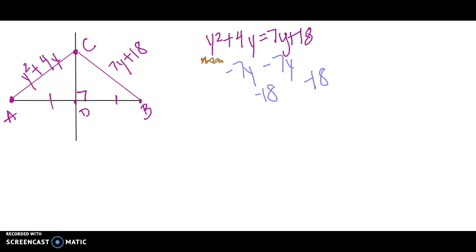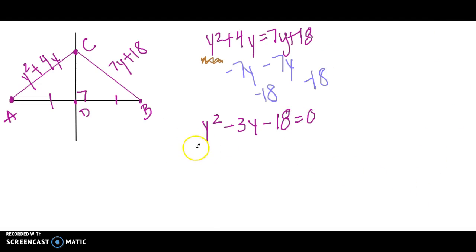So when we do that subtraction, we're still going to have our y squared. Positive 4 minus 7 is negative 3y. And then since there was no just plain old number, we call that the constant term, to subtract the 18 from, it's just minus 18. And then we have equals 0. And now we can factor.